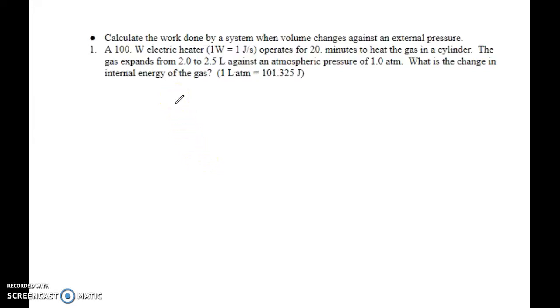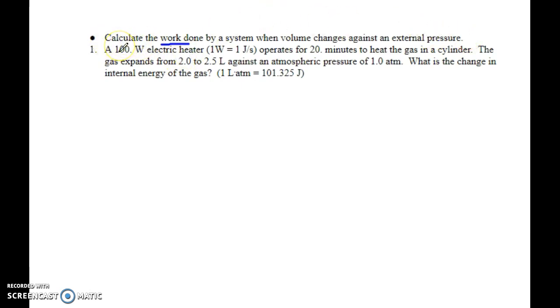Okay, this is a different type of problem than we have done. It gets back to kind of putting the thermodynamics and the gas together. So work is done by the system when the volume changes against an external pressure. And this is what makes gases useful to humans to be able to do work.